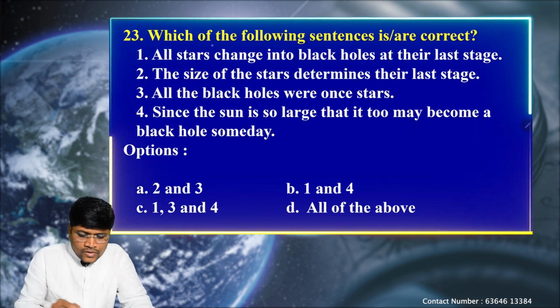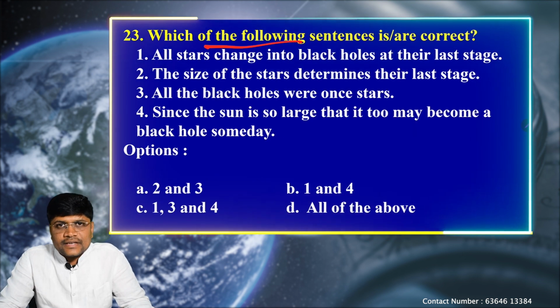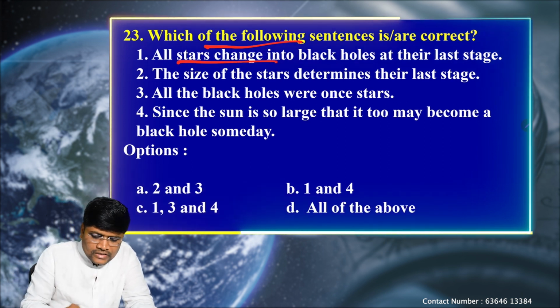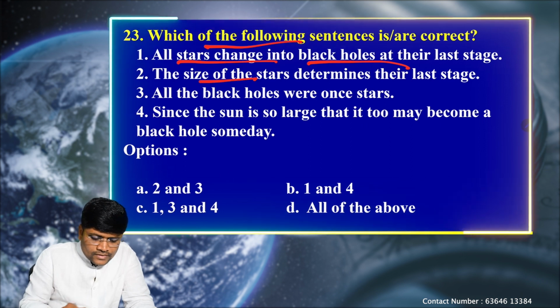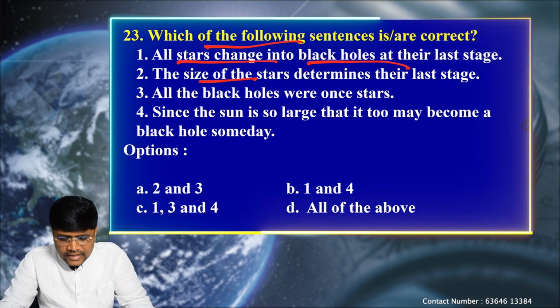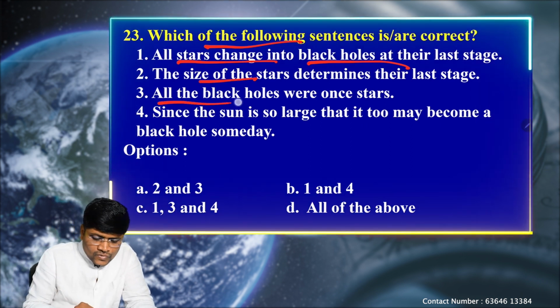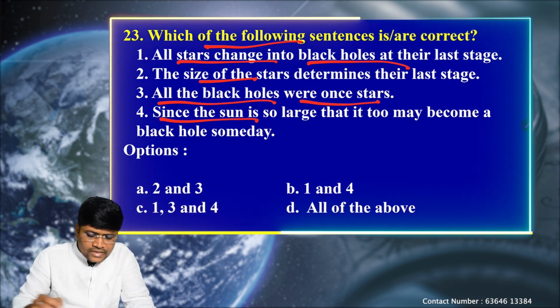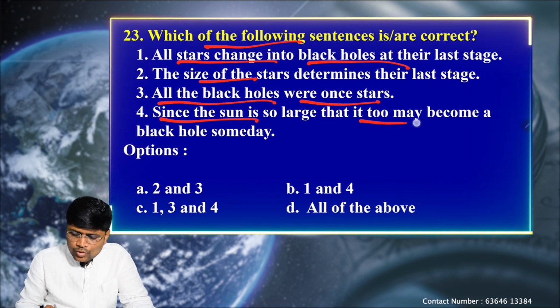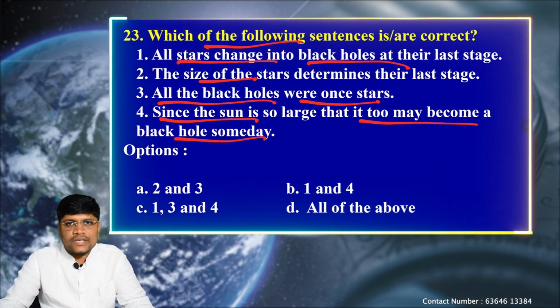Next question: which of the following sentences is correct? First statement: all stars change into black holes at their last stage. Second statement: the size of a star determines its last stage. Third statement: all the black holes were once stars. Fourth statement: since the sun is so large, it too may become a black hole someday.